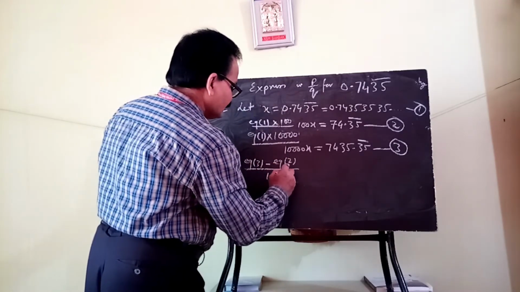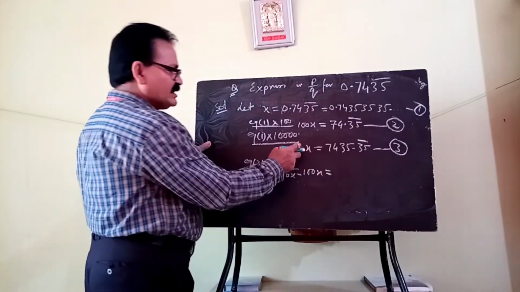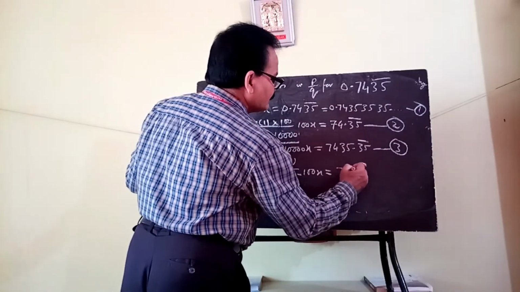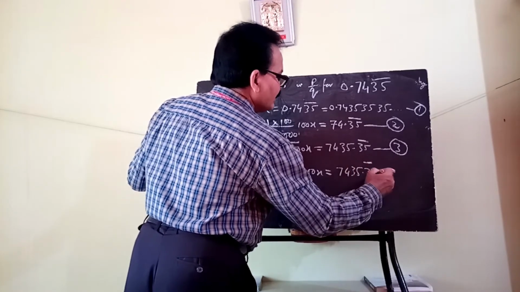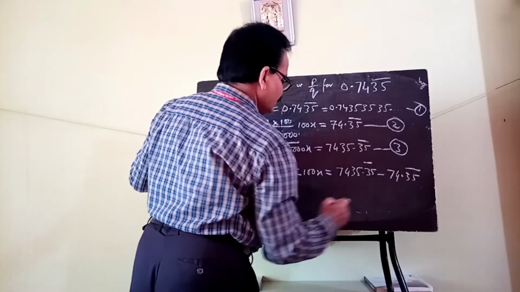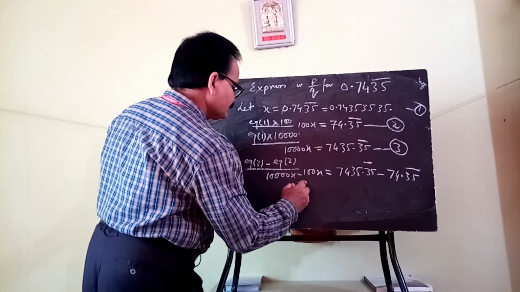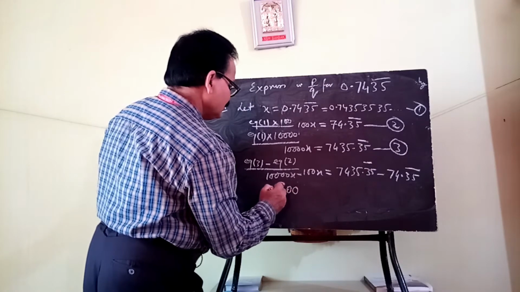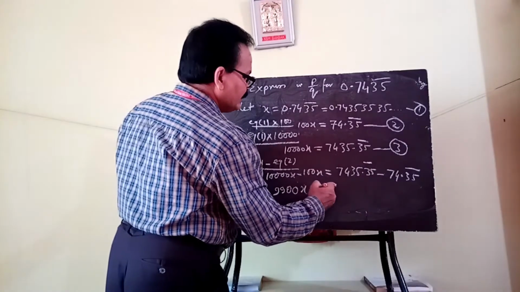That will be 10,000x minus 100x. So the left hand side will be subtracted separately, and on the right hand side, 7435.35 bar minus this, your 74.35 bar. Now after subtraction, this will be your 9,900x.